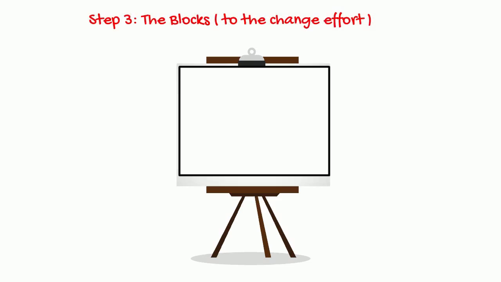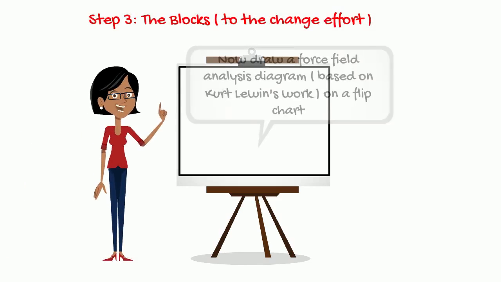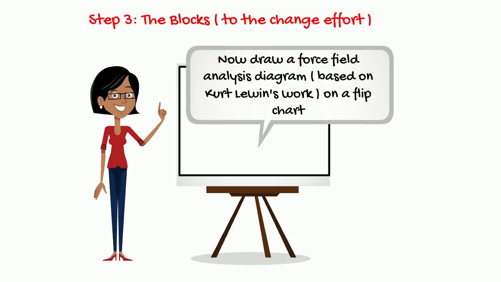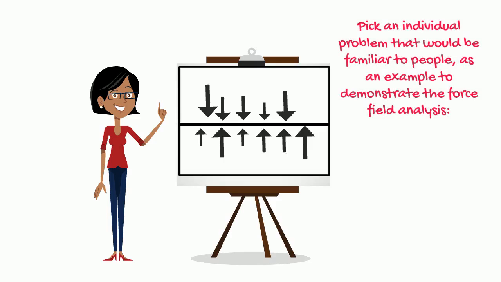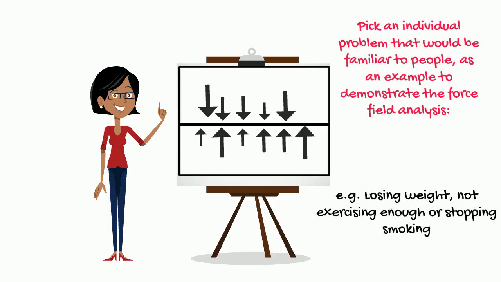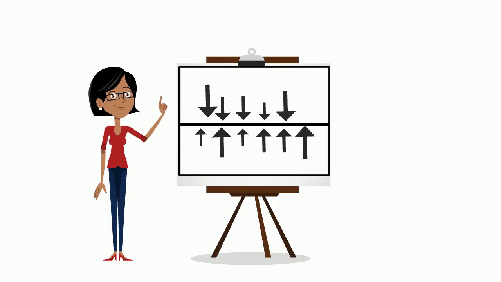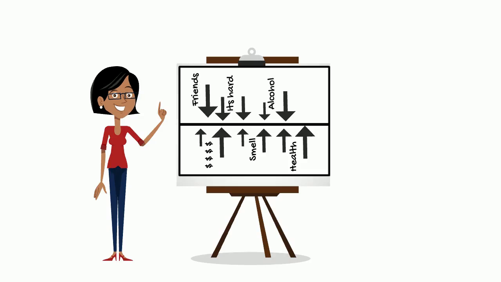Step 3, the blocks. Now draw a force field analysis diagram, based on Kurt Lewin's work, on a flip chart. Pick an individual problem that would be familiar to people as an example to demonstrate the force field analysis. Outline some of the benefits for change on the upward arrows, then suggest a few blocks for the downward arrows.